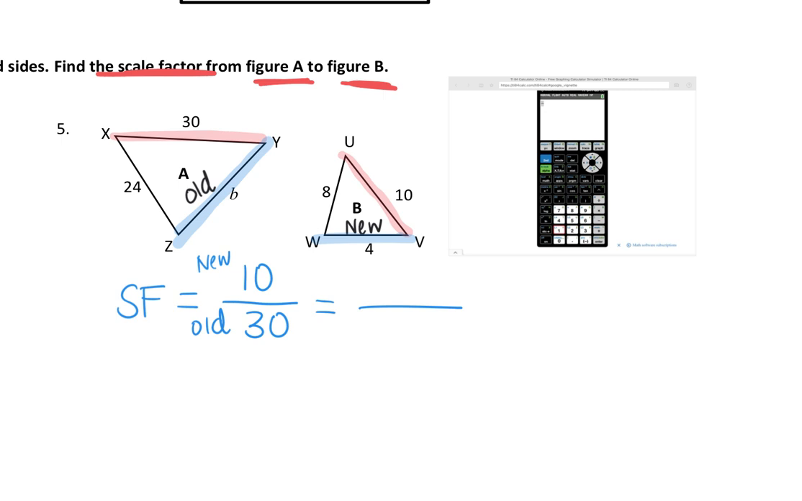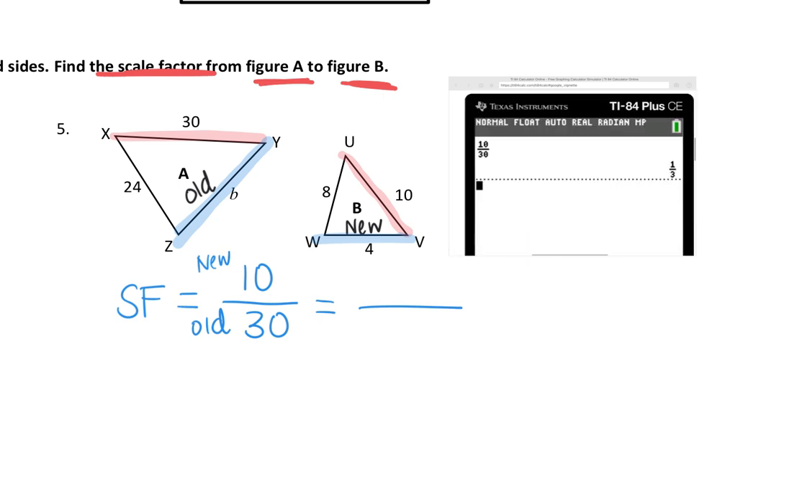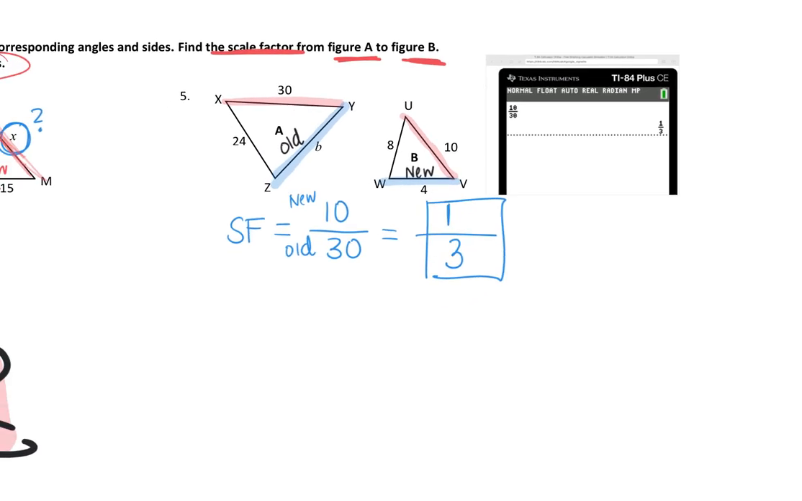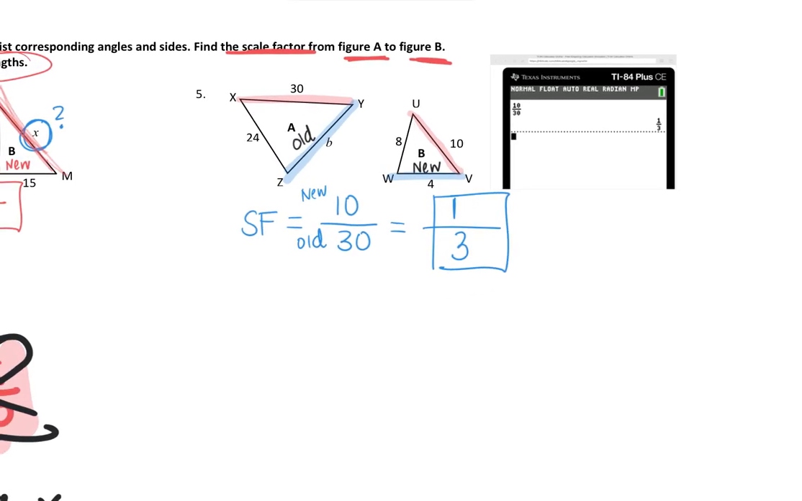Okay, so let's just put 10 at the top and 30 in the bottom. And let's see if we get a reduced fraction. We get 1 over 3. So my scale factor is 1 over 3. Okay, so scale factor, new over old, 1 over 3. Did my reduced fraction here.